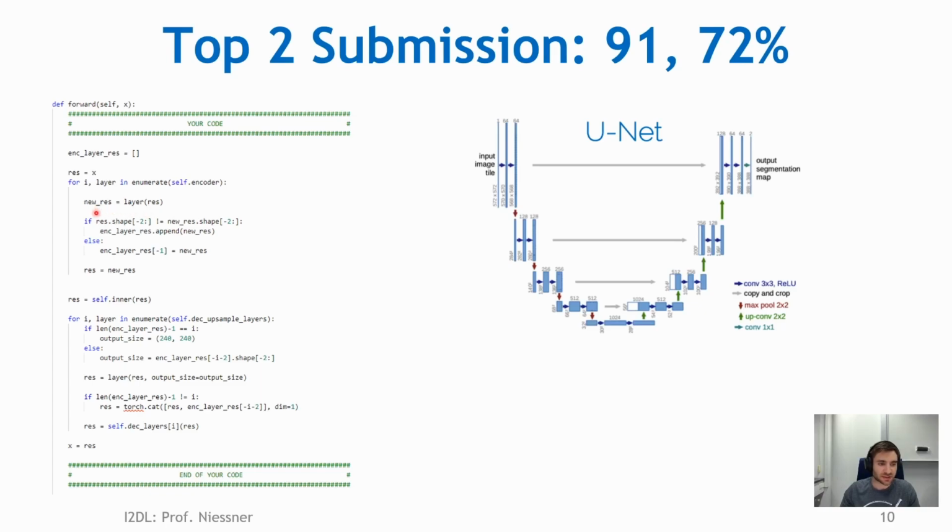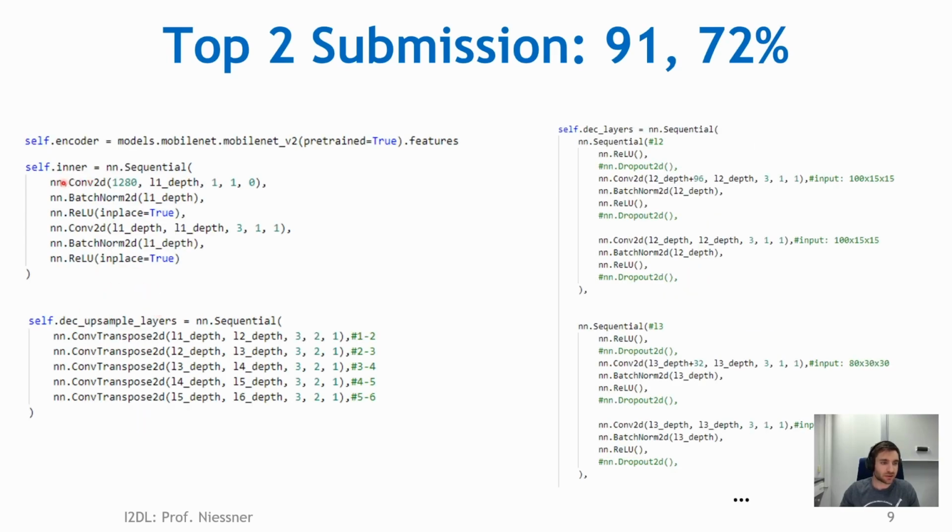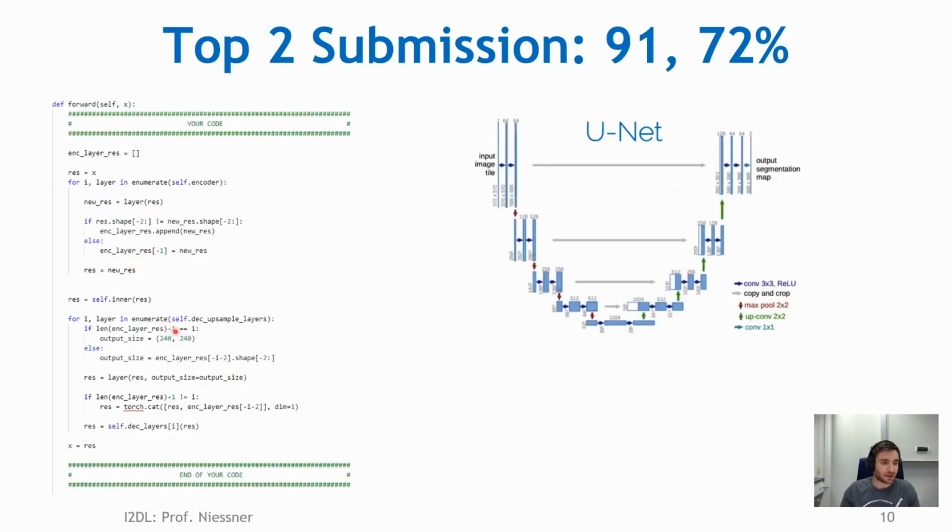But the student also saves the result and the features at this particular layer. So here we can see that the features are appended to a list, and we can reuse them later on. Then we saw that we also have this inner block, which consists of a bunch of convolutional layers, batch norm, ReLU. And that's basically the inner part of the U-Net.